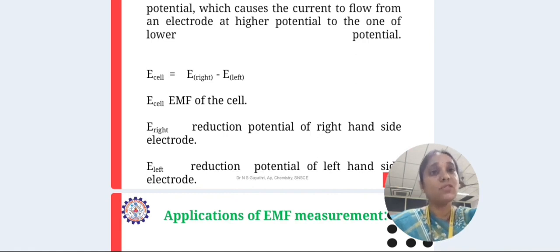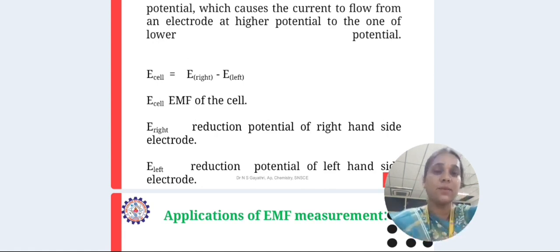Electromotive force is the difference of potential which causes the current flow from one end to another end. The flow is from higher potential to the lower potential. When the current flows from higher potential to lower potential, the potential difference occurs. That is called as EMF. That is, EMF is the difference of potential which causes the current flow from one end to another end, that is higher potential to lower potential. That is E cell equal to E right minus E left.